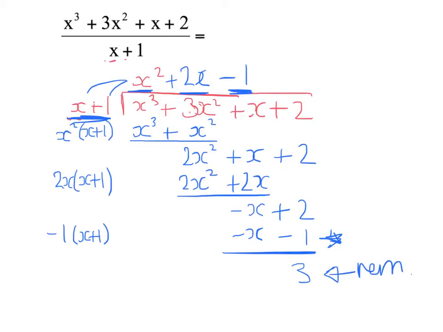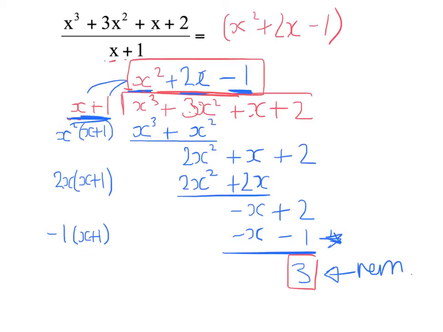The remainder is 3. So now we've got our quotient, which is this bit at the top, and our remainder, which is this bit at the bottom. So we can write our answer here. We know that if you do x cubed plus 3x squared plus x plus 2 divided by x plus 1, then your quotient is x squared plus 2x take 1 plus 3 over x plus 1.